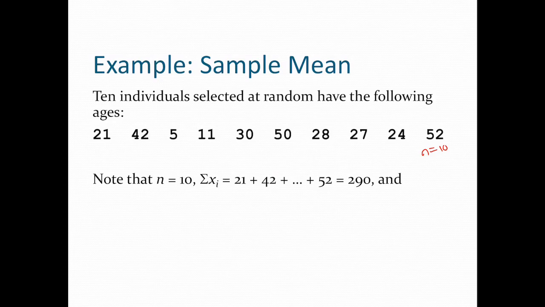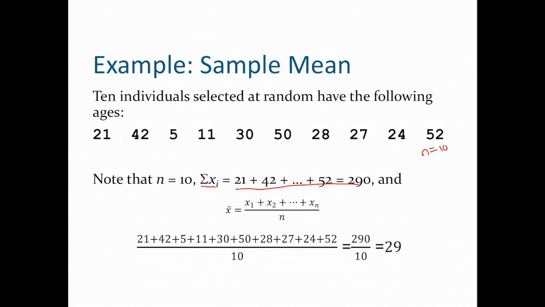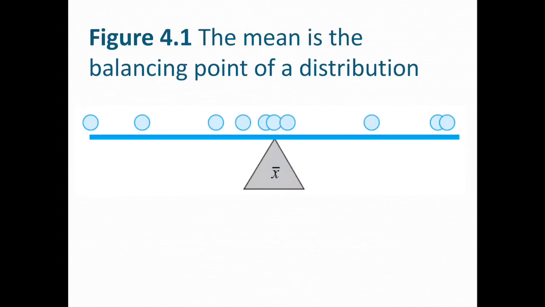Then you have the sum of x sub i, which is equal to, like we said, 290. And we'll notice it can be written like this. And then when we write it fully out, we have all the data points, or all the ages here, divided by 10, the number of individuals here, so we have 290 divided by 10 equals 29, therefore x bar equals 29. This is how we would calculate a mean. Add up all the values divided by the total number there.